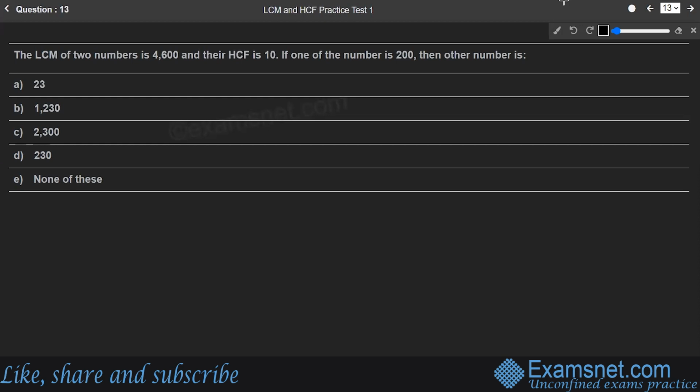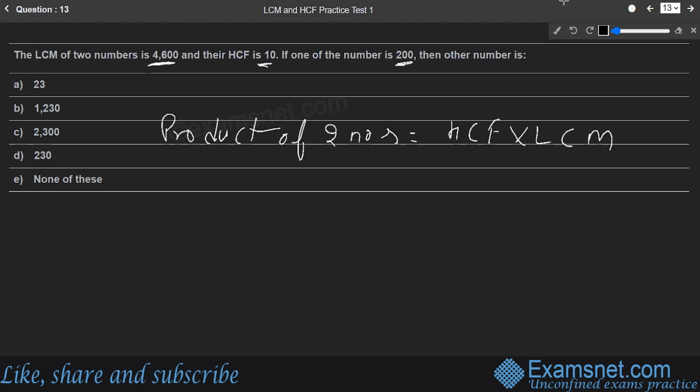Now, they say the LCM of two numbers is 4600 and their HCF is 10. If one of the numbers is 200, then the other number is? So we have a simple formula for such a situation. The formula is: the product of two numbers is always equal to the product of their HCF and LCM.